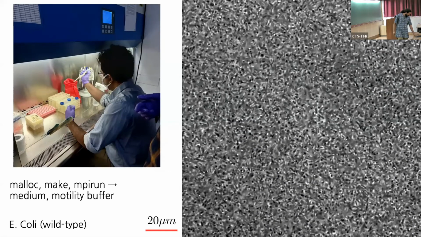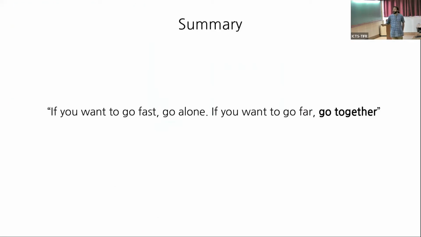So yeah, that's basically the talk. And the summary is, I want to end with this quote: if you want to go fast, go alone; if you want to go far, go together. That's because bacteria actually go far by going together. It's this emergent flow of the system that gives rise to this beneficial biological motility. Individual bacteria can't do this. So it's really a collective motion that's at the heart of this phenomenon.